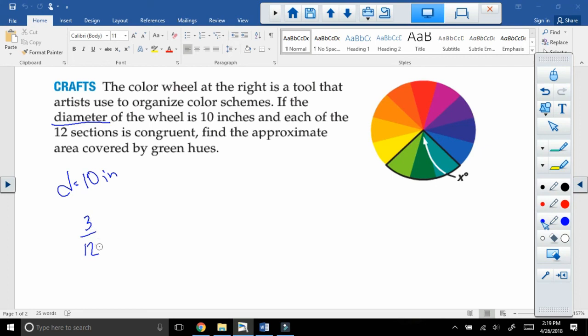The question here is asking, find the approximate area. This would be 90 degrees if you want to write that in. I'm just going to use that it's 3/12 of the whole area. So I'm going to multiply that by pi times 5 squared. Make sure that you figure out the radius before you just plug that 10 in there. The area would be approximately 19.6, and that'll be square inches.